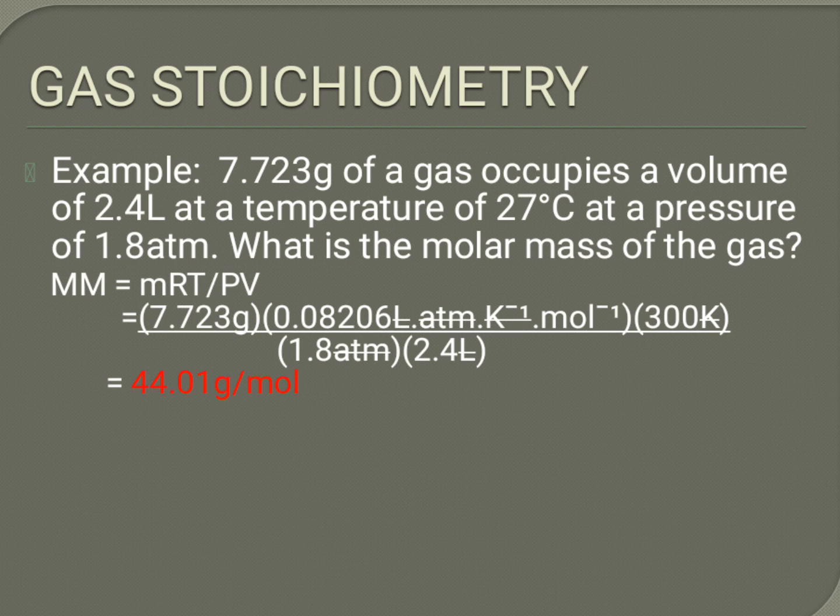Now let's plug in the numbers that we have. So it's 7.723 times 0.08206 times 300, which is about 190.12, and then take that result, divide it by 1.8, and then divide that by 2.4, so you should get a molar mass equal to 44.1 grams per mole.